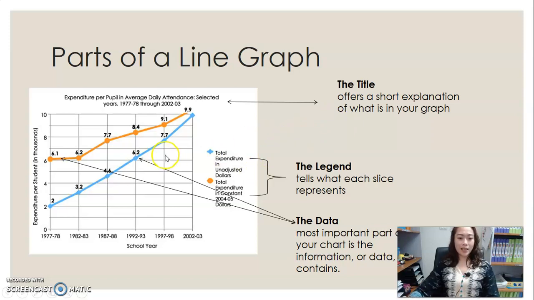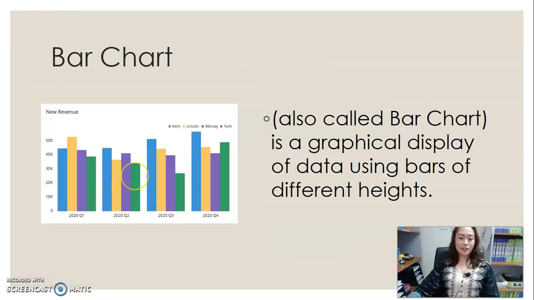So this blue line is the total expenditure in unadjusted dollars, and the yellow or orange line is the total expenditure in constant 2004 to 2005 dollars. So these two lines show the data. The data is the most important part of your chart, and is the information it contains of your line graph.